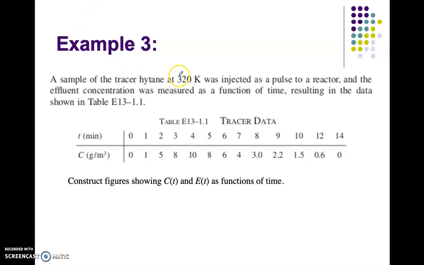Right. So we have a tracer that is injected as a pulse to a reactor. Okay, so this is one of the keywords. And the effluent concentration was measured as a function of time, resulting in this table. So you can see here at a given t, this is the response concentration, right? So this question asks you to construct a figure of C(t) and E(t) as a function of time. So let's have a look at the solution.